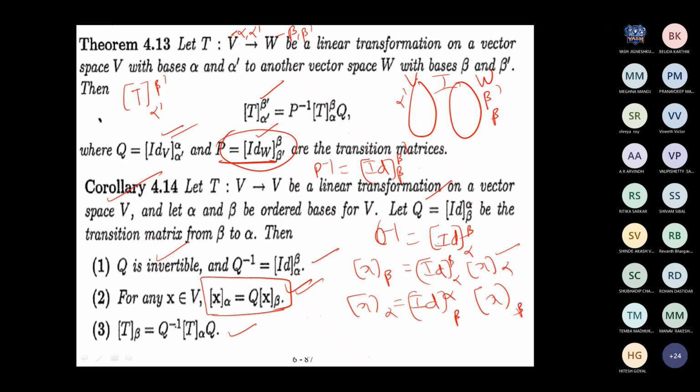Then T beta is Q inverse T alpha Q. So what is T beta? T beta to beta. What is Q inverse? Q inverse is ID alpha to beta, then T alpha to alpha, and Q is ID beta to alpha. This statement we are going to verify, right? Note down this statement. We are going to do a problem based on this. Just have a glance at this for one or two minutes. We'll do a problem based on this.